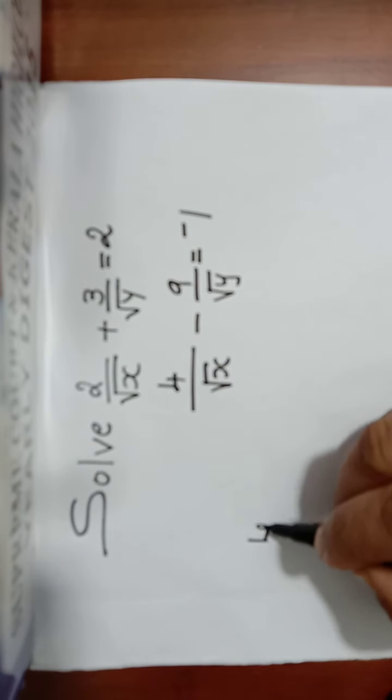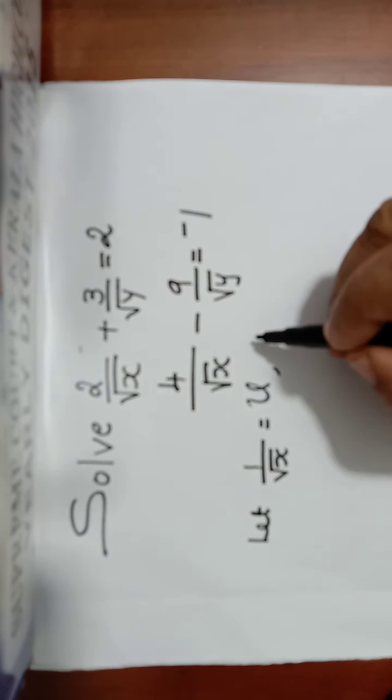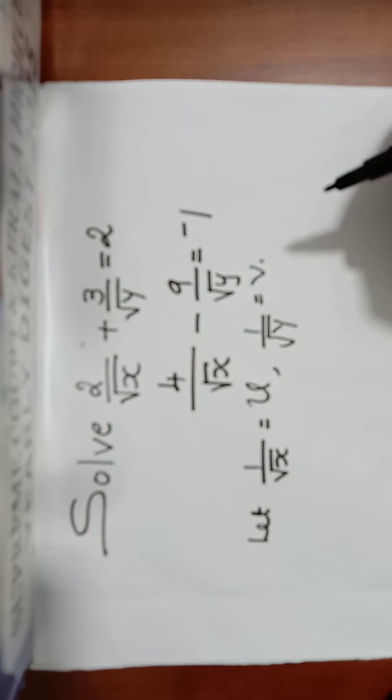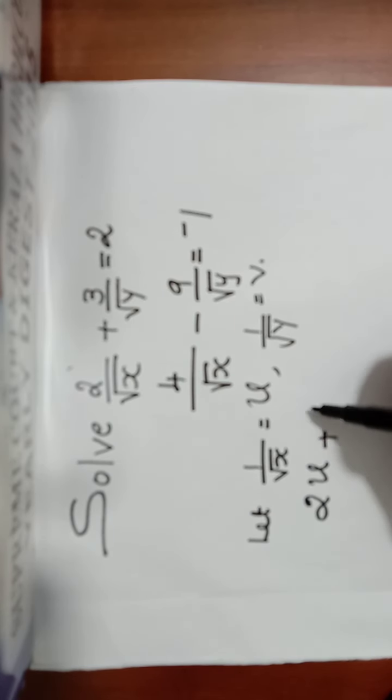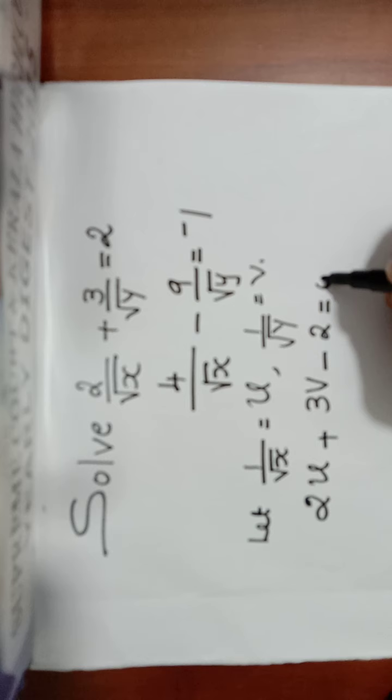So how do we assume? Let 1 by root x be equal to u, and 1 by root y be equal to v. So how do we rewrite the equation? That is 2 into u plus 3 into v equal to 2; as minus 2 we will write equal to 0. This is equation number 1. Equation number 2 is 4 into u minus 9 into v minus 1, as plus 1 on this side, equal to 0. This is our equation number 2.